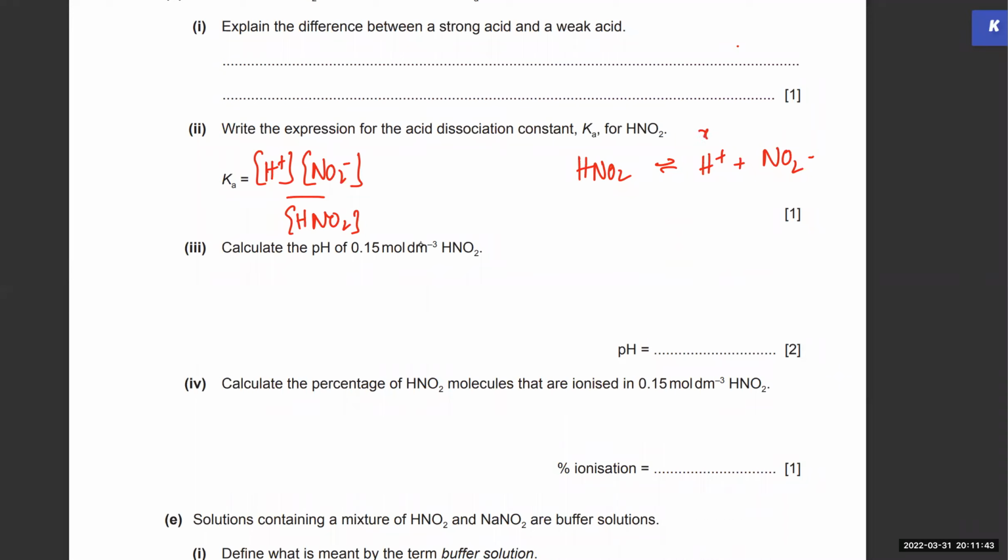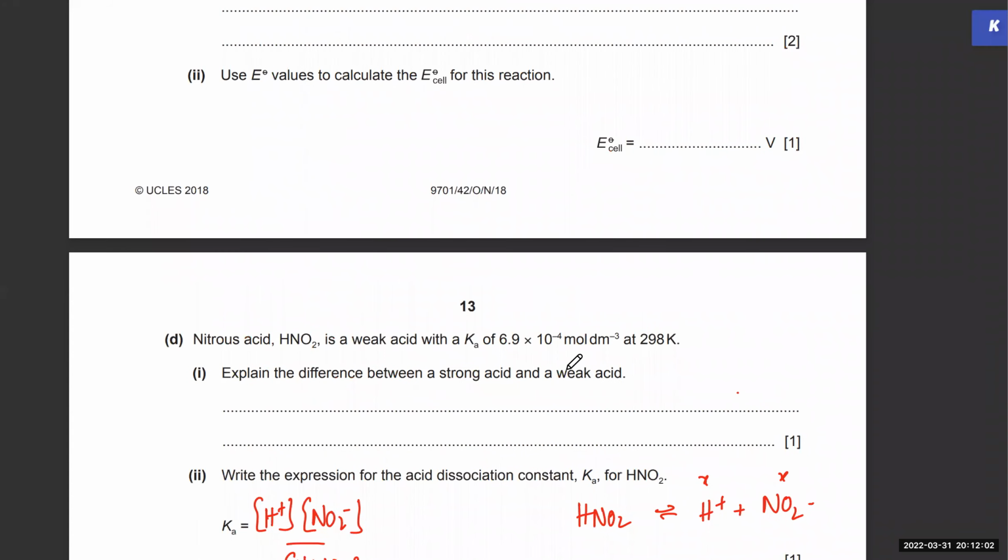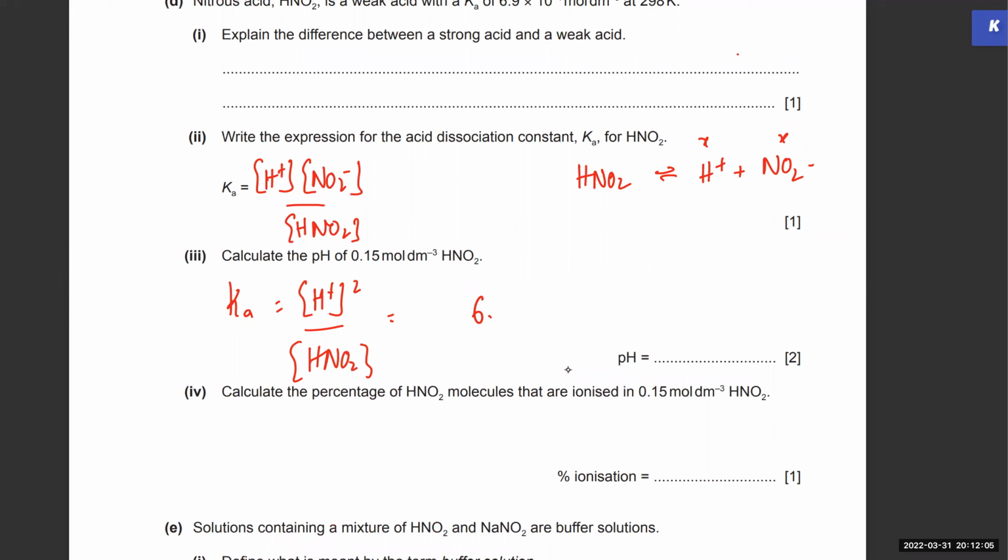Both ion concentrations would be exactly the same. So the K expression would be H+ squared, since both ions have equal concentration, divided by the acid concentration, which is HNO2. And the K value was already provided somewhere, 6.9 times 10 to the power -4. You were supposed to figure out the H+ concentration. The acid concentration was also given as 0.15. So what was the answer for this one?